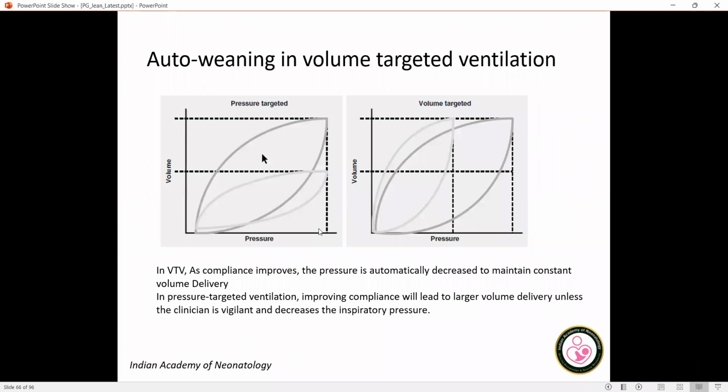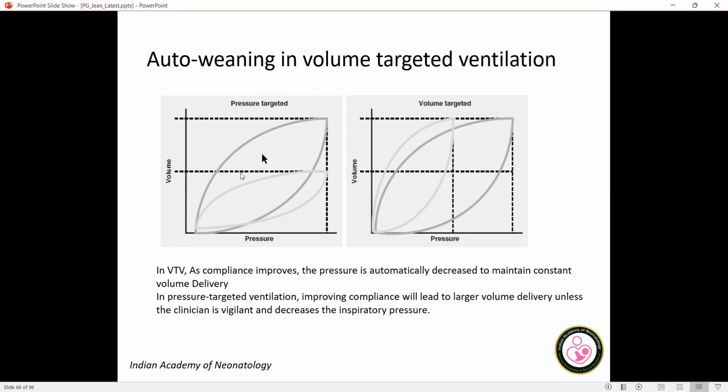So what is auto-weaning in volume targeted ventilation? We know that in volume targeted ventilation, as the compliance improves, the pressure will be automatically decreased by the ventilator to maintain the constant volume delivery. Initially the compliance was poor, and when the compliance improved, the ventilator reduced the pressure from here to here and maintained the constant volume.